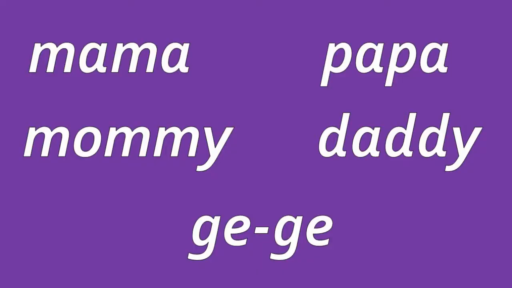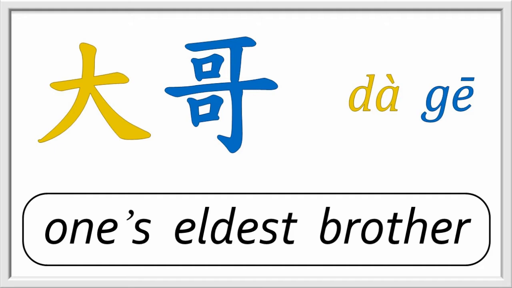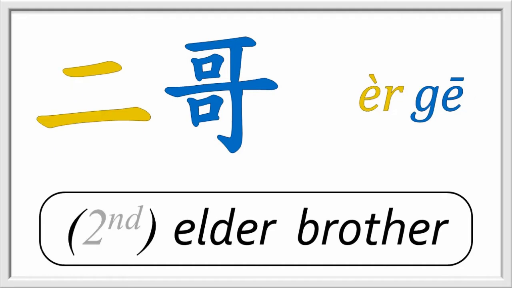In many languages, words for family members are often double syllables derived from baby talk, such as mama, papa, mommy, and daddy. Spoken Mandarin is the same, so 哥哥 means older brother. When there are more than one, the eldest is called 大哥. After that, they're numbered, 二哥, 三哥, etc.